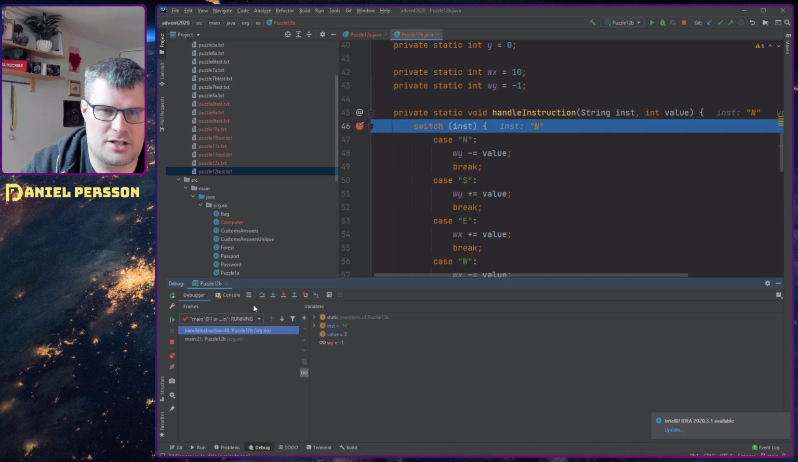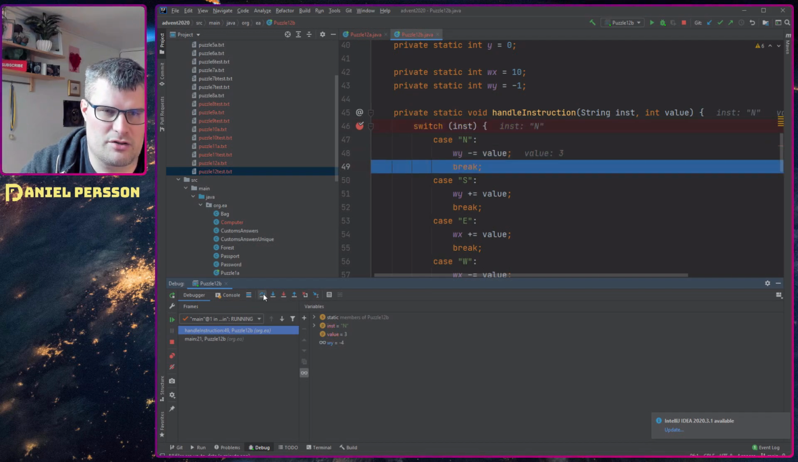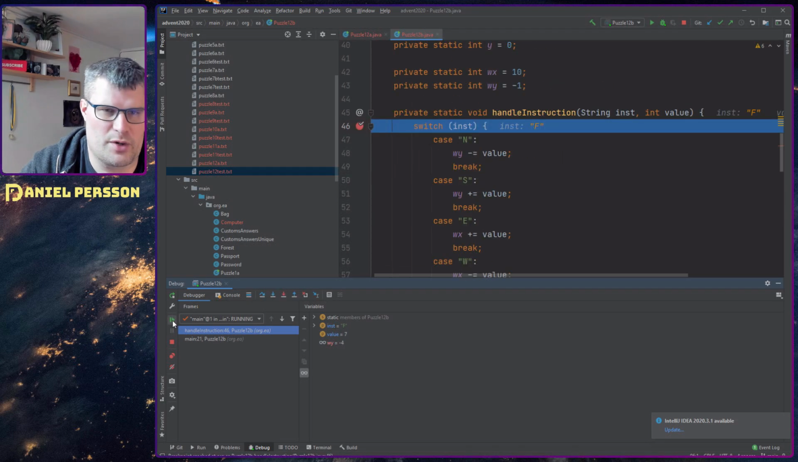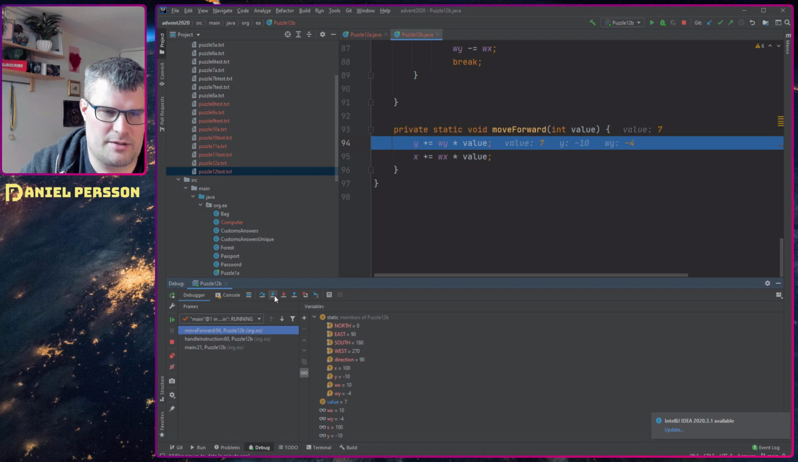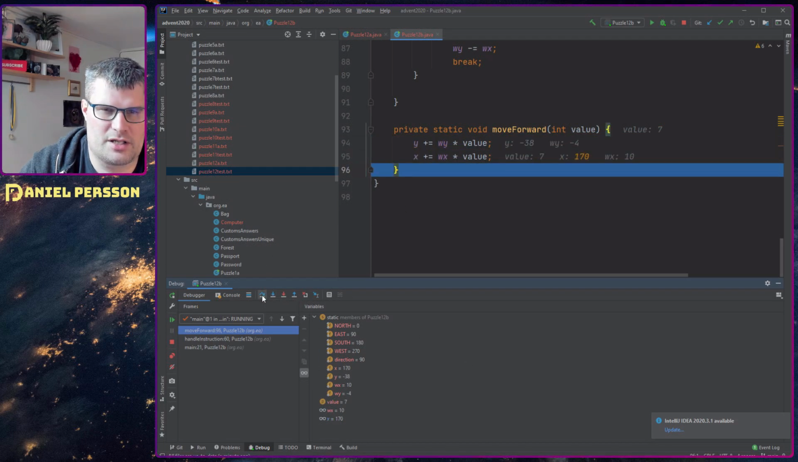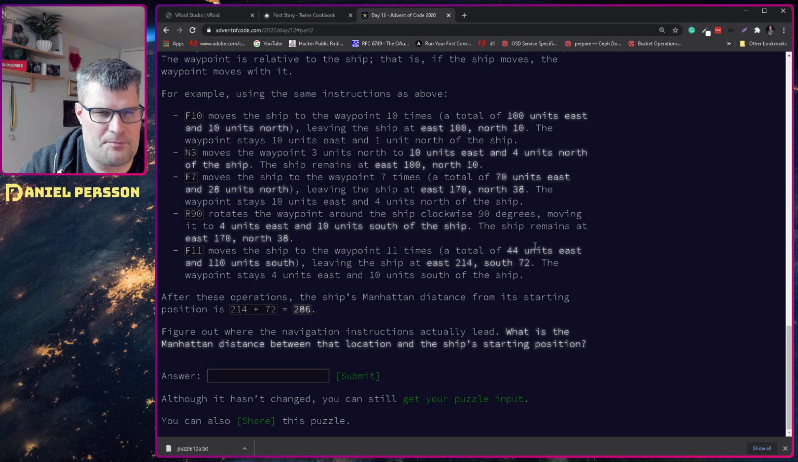So the next instruction is north. And that will just change this to -4. And that's what we were expecting too. Then we will do a forward operation. And that will give us -38, 170. And that's right as well.